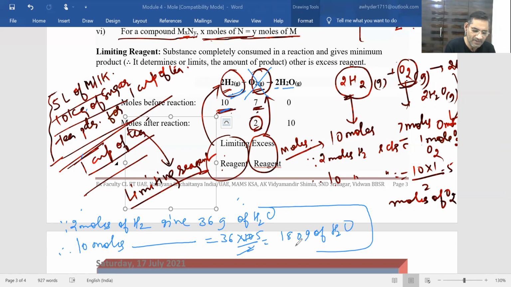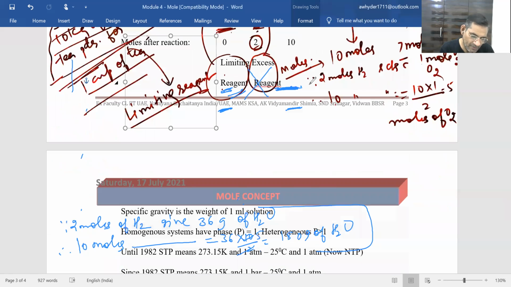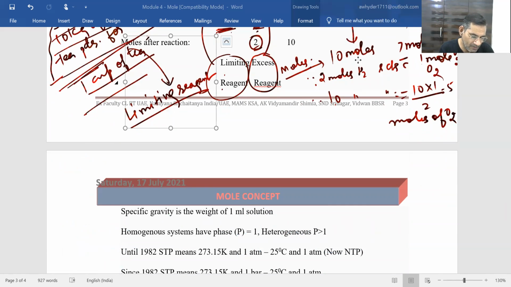They can ask you like this as number of moles also, number of molecules also, volume in liter also. 2 moles of hydrogen gives 2 moles of water. So 10 moles of hydrogen will give 10 moles of water, will give 10 into 22.4 liter, will give 10 into 18 grams, will give 10 into 6.022 into 10 to the power 23 molecules. So like this, you'll be doing all this. Fine, that's very, very important and we'll be getting very difficult questions based on this.